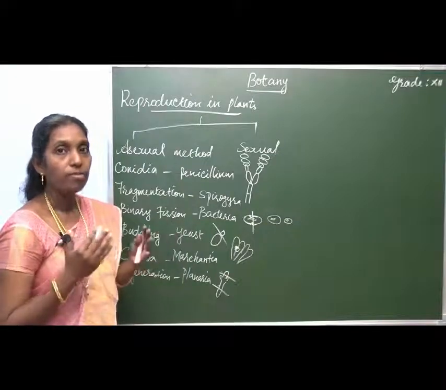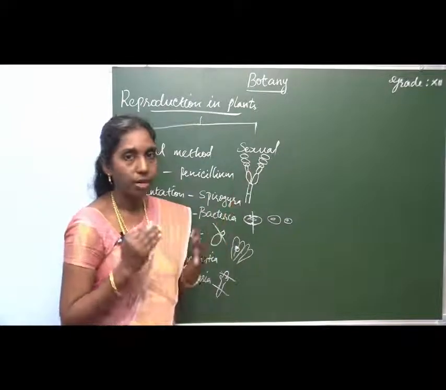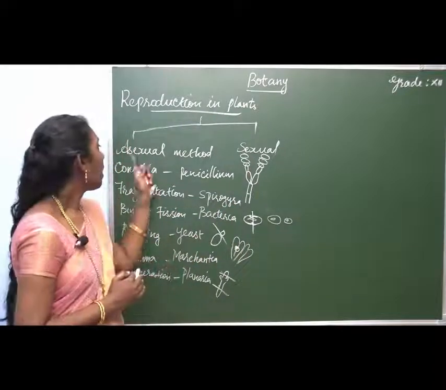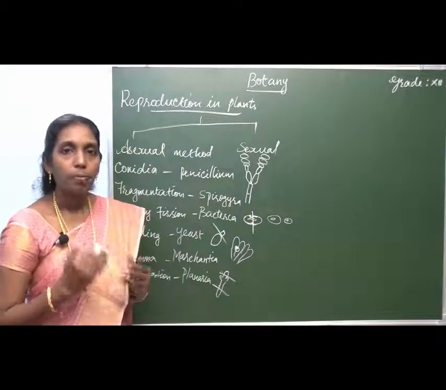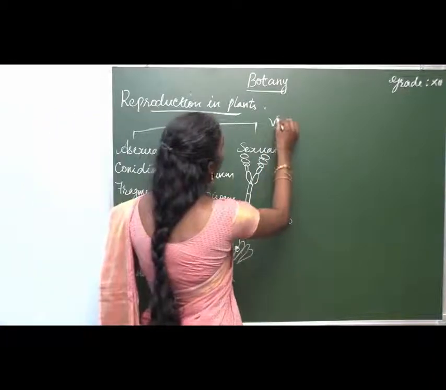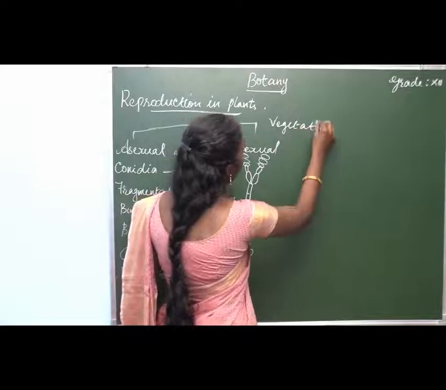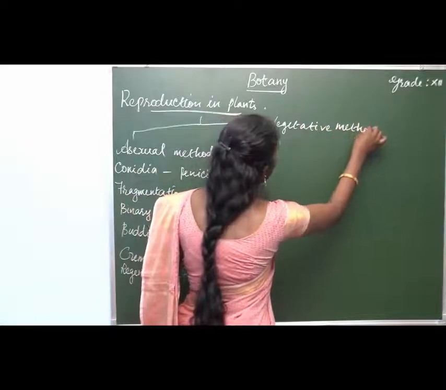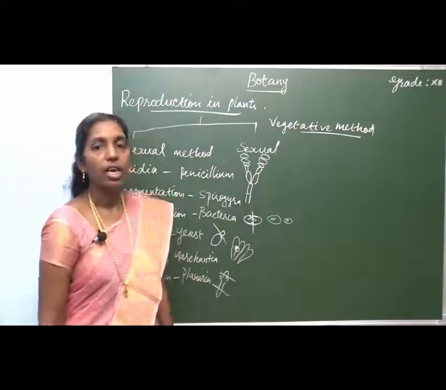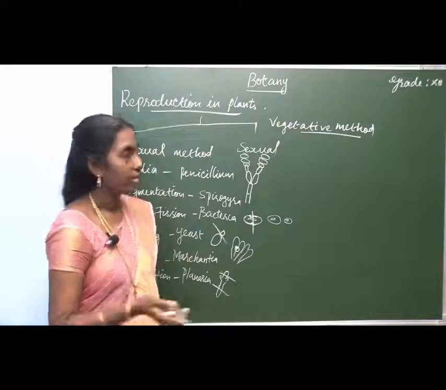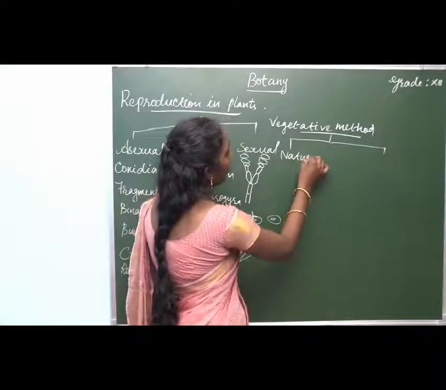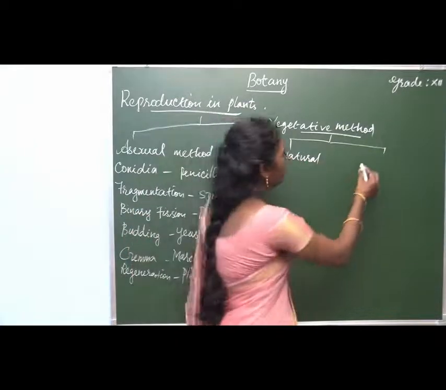Naturally, higher forms of organisms show the sexual method of reproduction, but certain higher plants show the asexual method of reproduction. In plants, the asexual method of reproduction is called the vegetative method of reproduction. In the vegetative method of reproduction, again it is classified into two categories. They are the natural method and the artificial method.